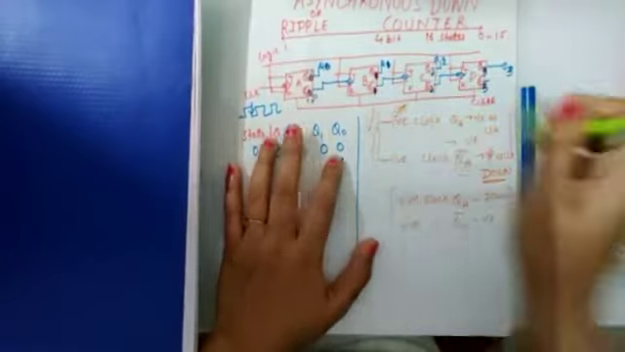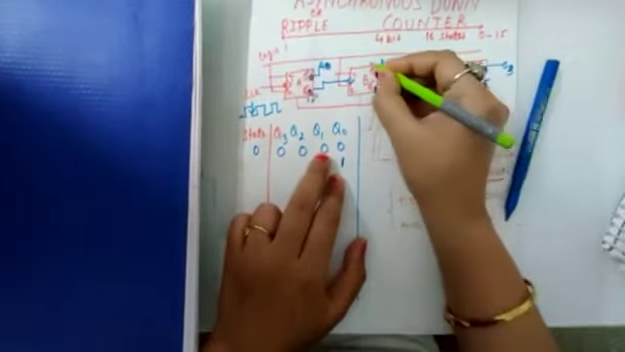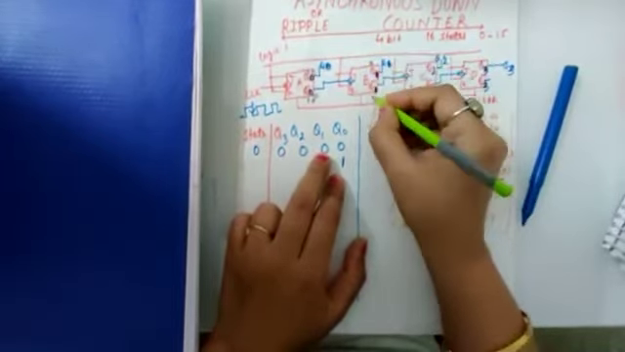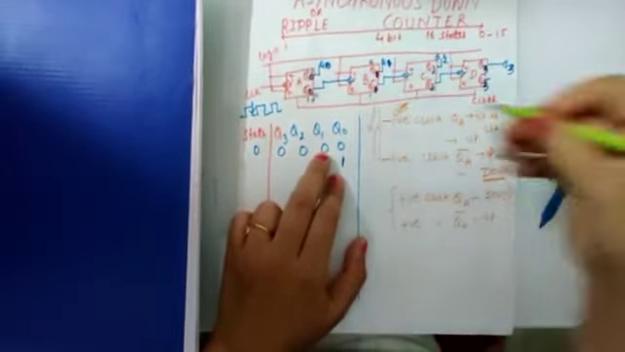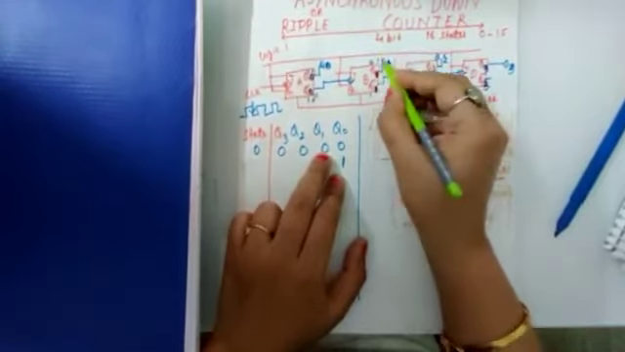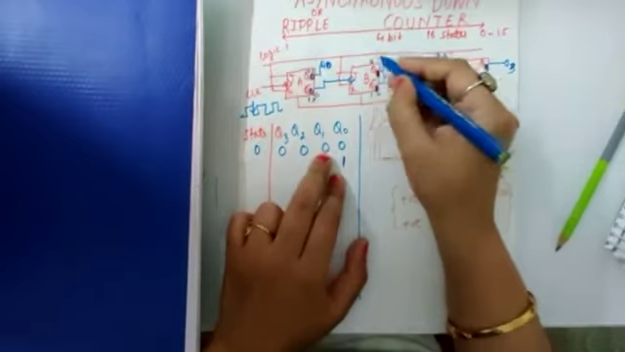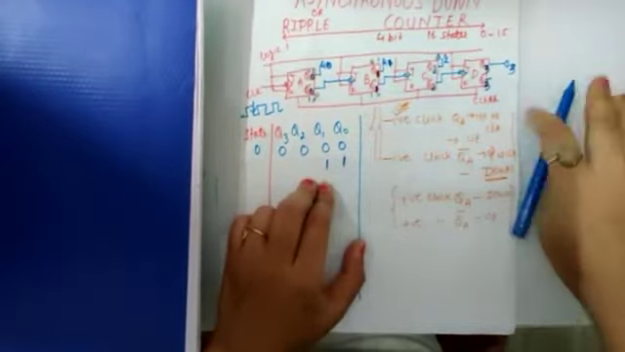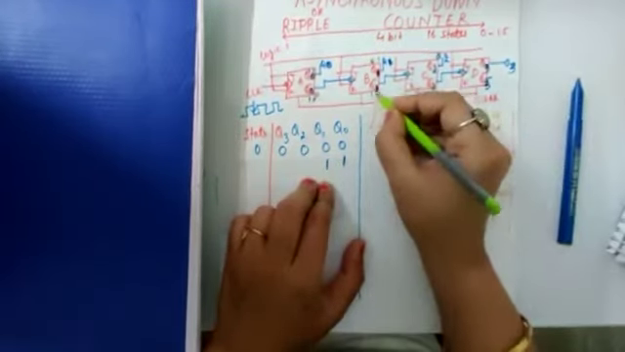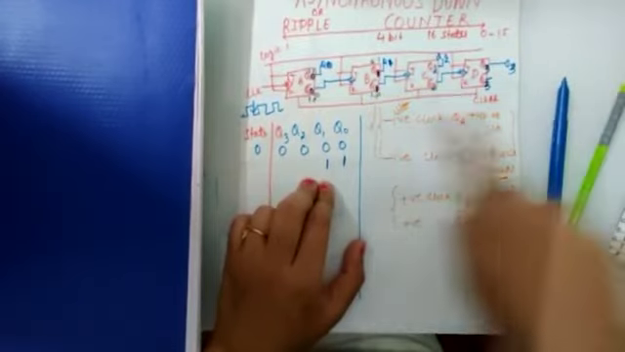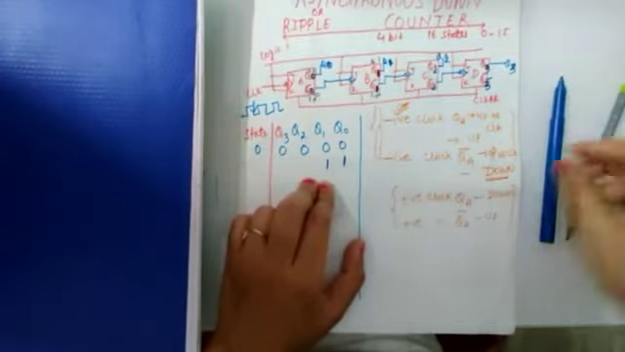Q1 toggles. So earlier Q1 was 0 and earlier Q1 bar was 1. Now after toggling, Q1 changes to 1 and Q1 bar changes to 0. So first we write the value of Q1 as 1. Now see Q1 bar, the transition in Q1 bar is 1 to 0. Again it will toggle the next flip flop.